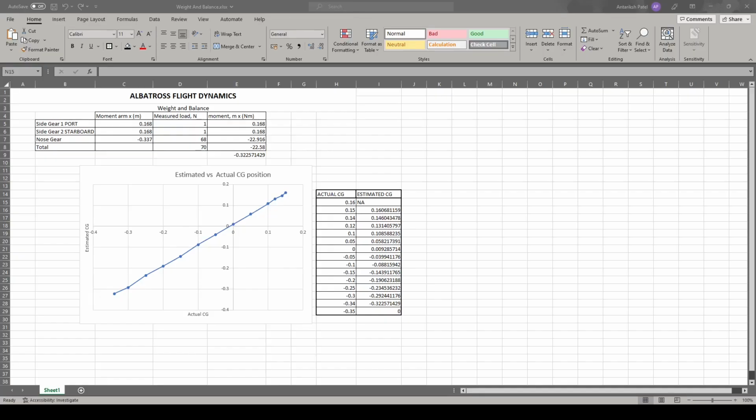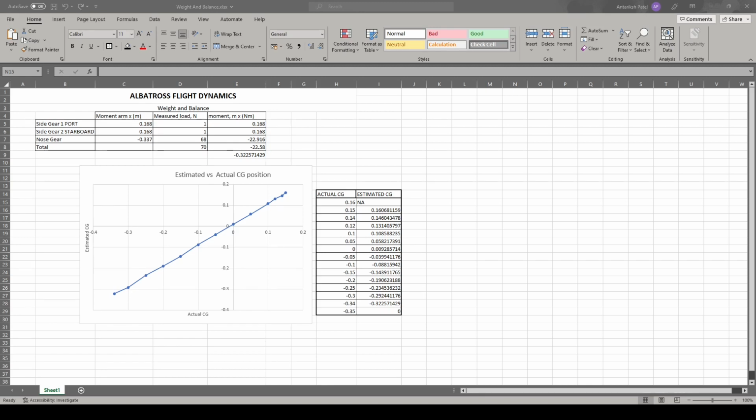The estimated CG was found by using the forces on each gear and calculating the moment due to them. After this, the actual CG was plotted against the estimated CG on a graph, which is shown here. The graph ideally should have a gradient of 1, however this is not the case. This is most likely due to the scales on Unity only being to two significant figures, however this does show that the estimated CG is very close to the actual CG.